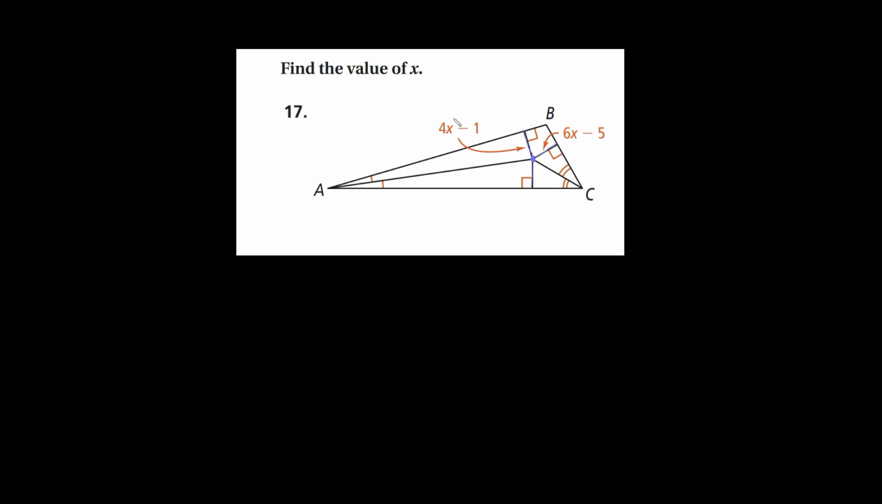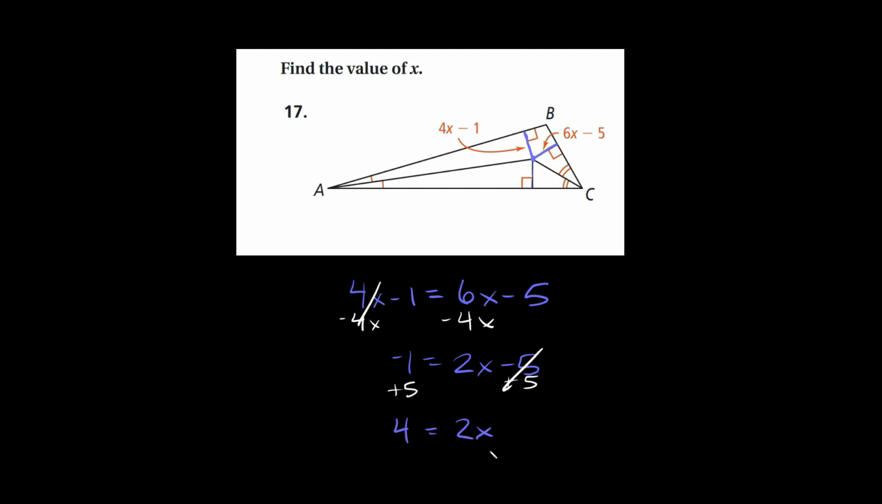So to find x, we know this distance is equal to this distance. We can set 4x minus 1 equal to 6x minus 5. To solve for x, we get them on the same side, so let's move them to the right. Subtract 4x, those cancel out, and we get -1 is equal to 2x minus 5. Add 5 to both sides, those cancel out, and we get 4 is equal to 2x. So x is equal to 2.